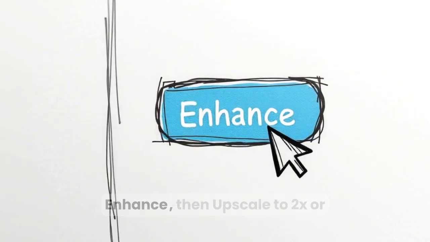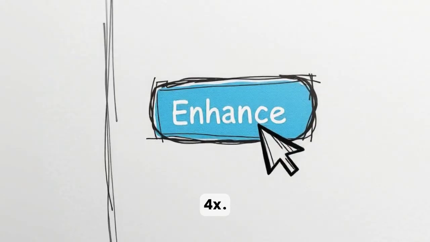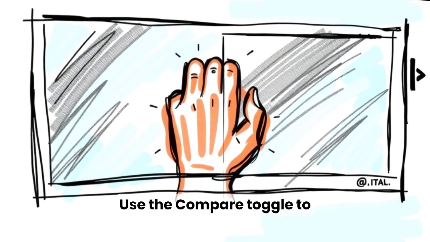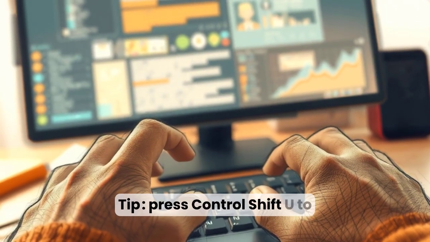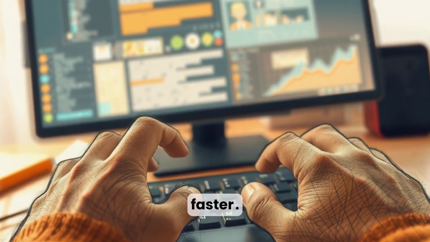Select the image, choose Enhance, then upscale to 2x or 4x. Use the Compare toggle to preview improvements side by side instantly. Tip: press Ctrl-Shift-U to toggle the upscale preview faster.